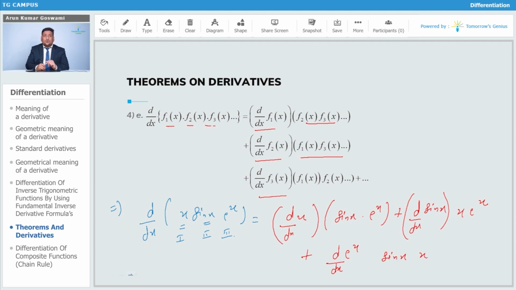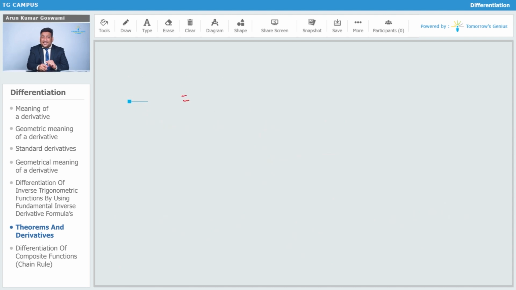Okay, simple. Now the differentiation of x is nothing but 1. So in the first step, I'm getting e to the power x sine x, plus the differentiation of sine x, which is cos x, and the other functions, e to the power x and x, as they are. And the differentiation of e to the power x is also e to the power x, into the other functions, sine x and x, as they are. So this is my final answer for the differentiation of my 3 functions.